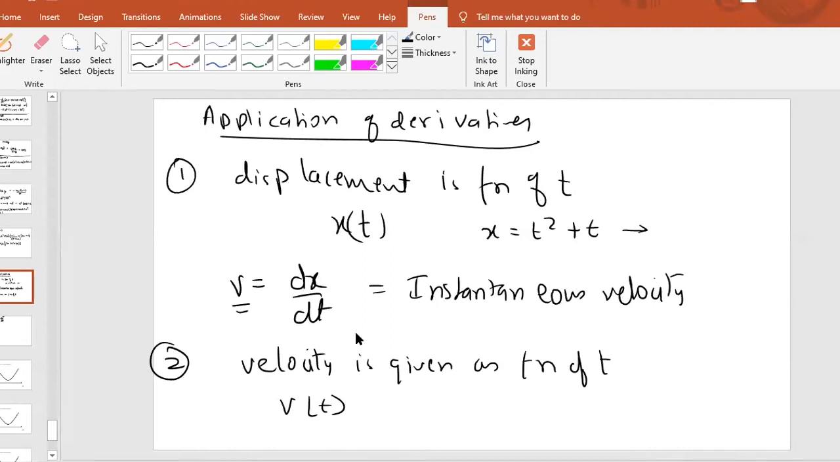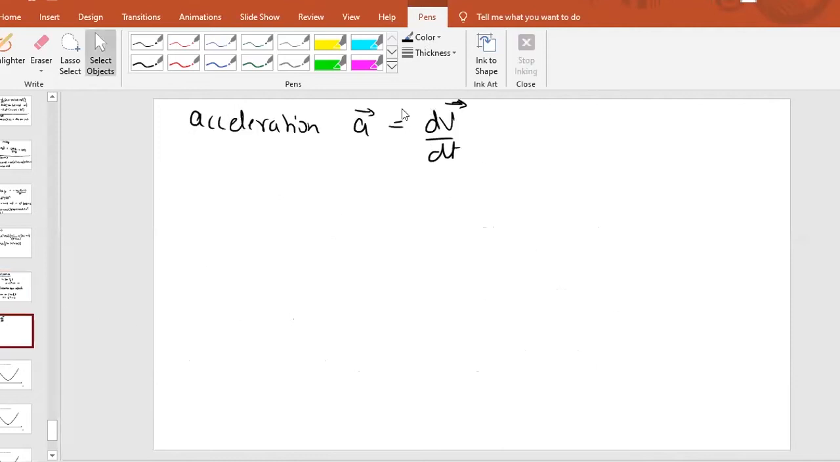Next, if velocity is given as a function of time t, like v equal to t square plus 4, then we can find the acceleration by differentiating the velocity with respect to t. So that is one of the applications of derivative. If displacement is given, we can find velocity by differentiating with respect to time. If velocity is given, we can differentiate it with respect to time and get the acceleration.